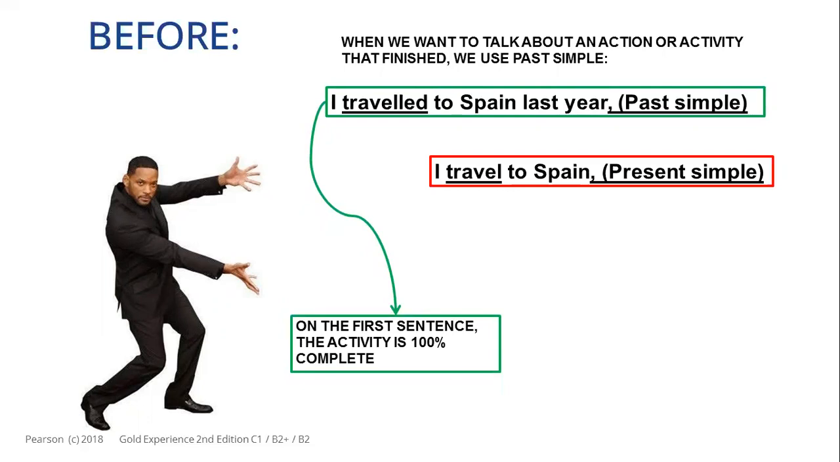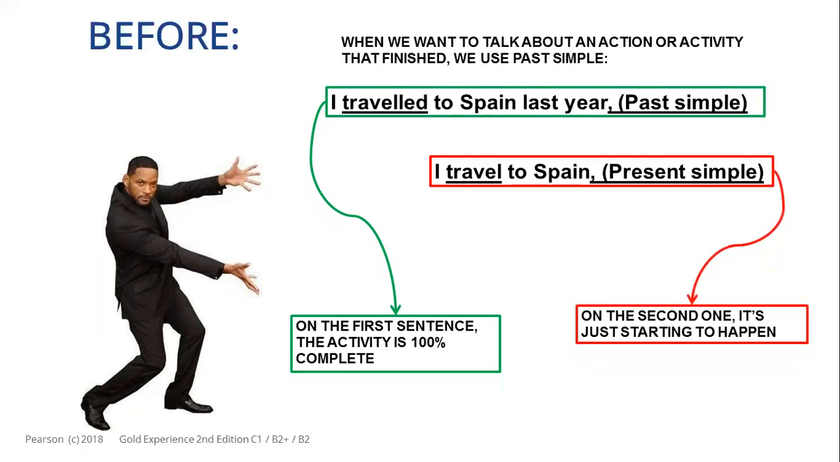In the first sentence, the activity is 100% complete. It means traveled in Spanish might be understood like viajé. But travel in the red square is going to be understood like viajo. Now, the second one is just starting to happen. The only difference you can see is the verb traveled and the time, last year. In this case, the verb in the green one is in past, and the red is in present simple.